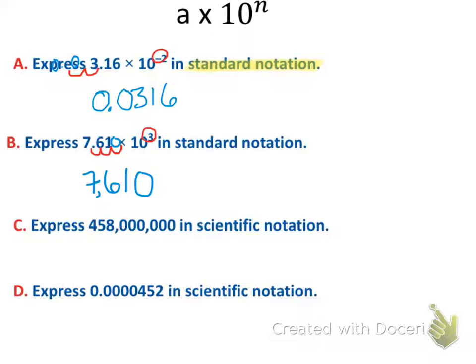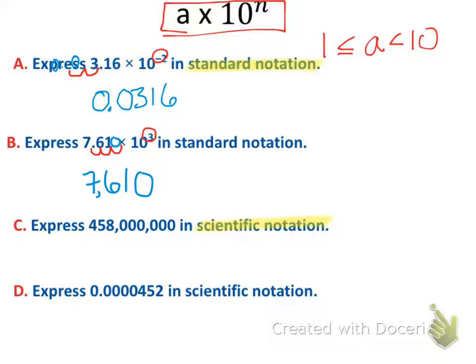Alright, how about going in the opposite direction? How do you write a number that is in standard form into scientific notation? Well, the first thing we have to do is remember this little trick here. A times 10 to the nth. That's the basic format of any number in scientific notation. And that value, A, has to be less than 10 and greater than or equal to 1. Basically, you have to have only one digit to the left of the decimal.